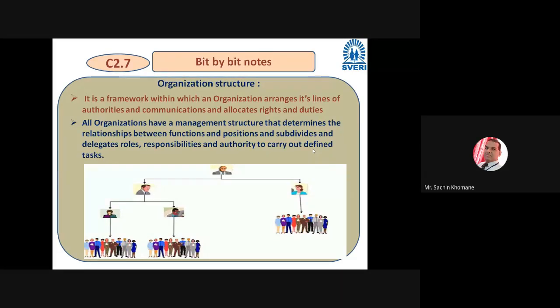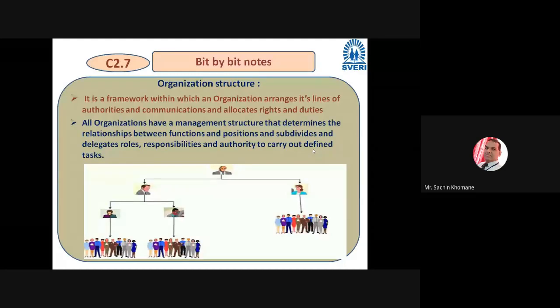So friends, what is the exact meaning of organization structure? It is a framework within which an organization arranges its lines of authority and communication and allocates rights and duties. It is a line of authority. You can say, here one person is there, below that one man, one woman, right? Below that next man, there is again one woman and one man. And below them, again a group of people, right? So this is the organization structure.